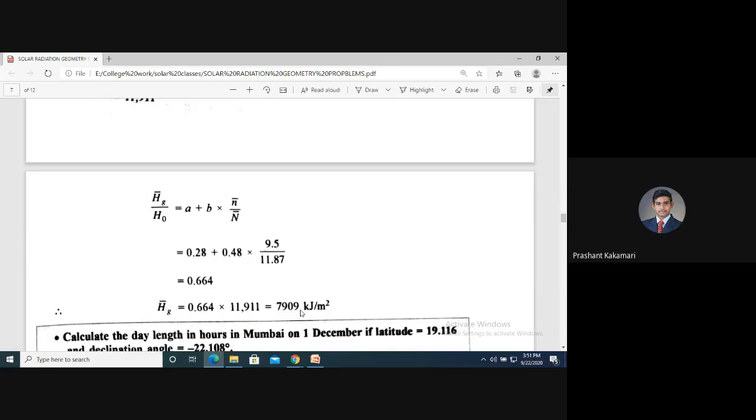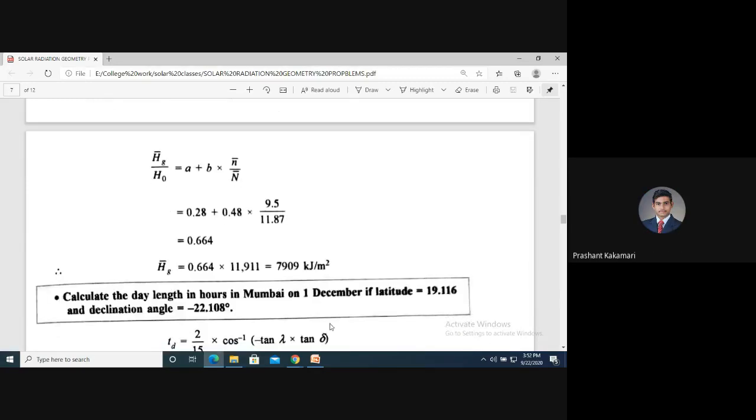If it is only for day, I would have written Hg equal to watt per meter square day. This problem is clear. Yes, sir.